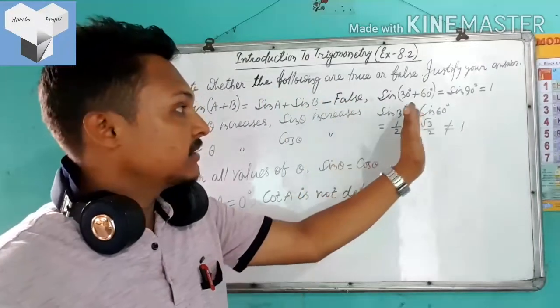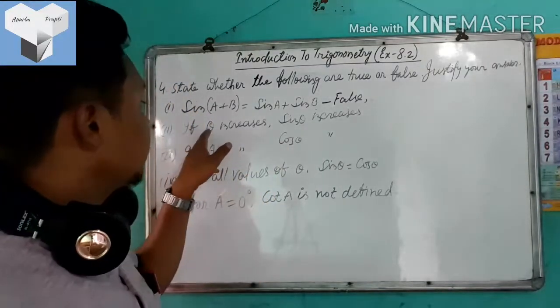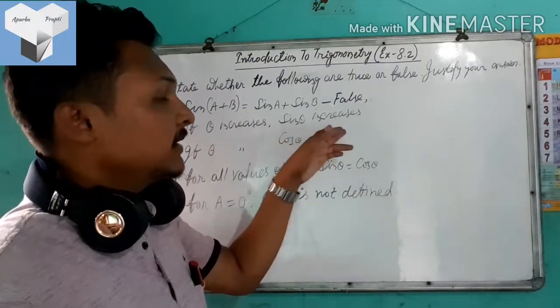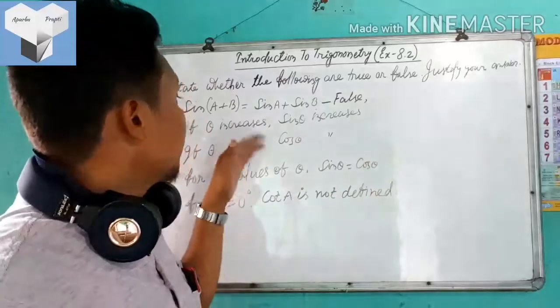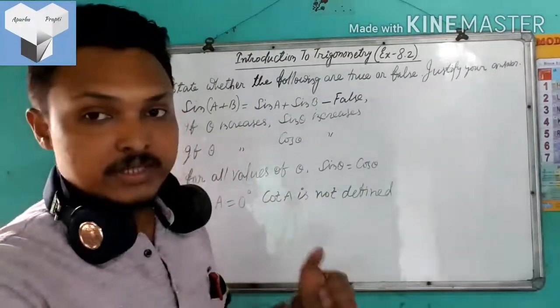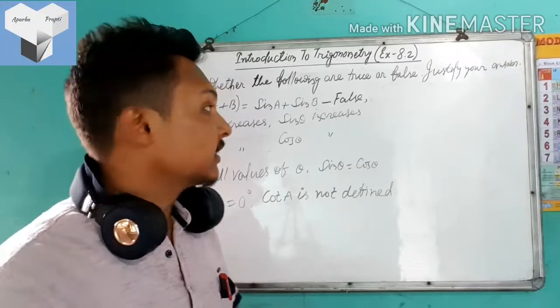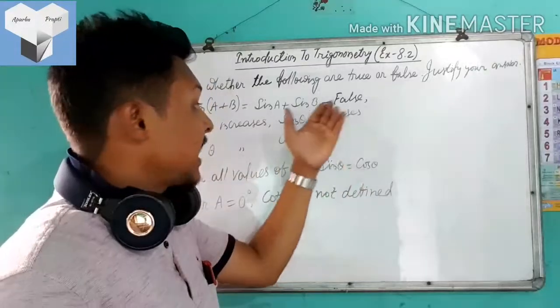Okay, I have justified here. Now check out question number 2. If theta increases, sin theta increases. Here theta is an arbitrary angle, which means we can consider any value of theta. Theta may be 0 degree, 30 degree, 60 degree, like that. When theta increases, then sin theta also increases.